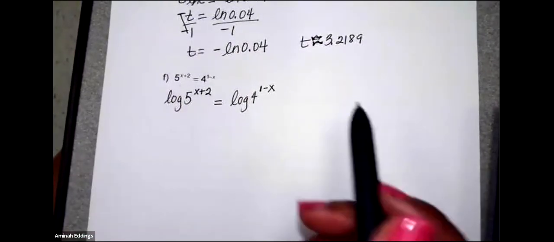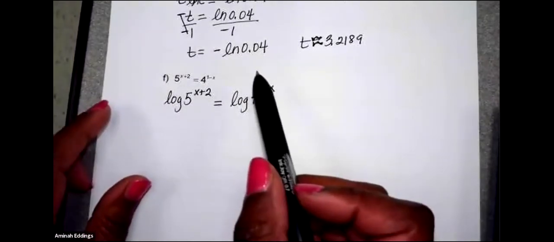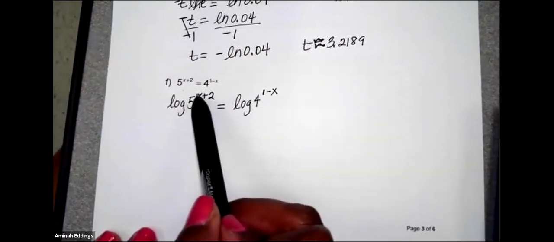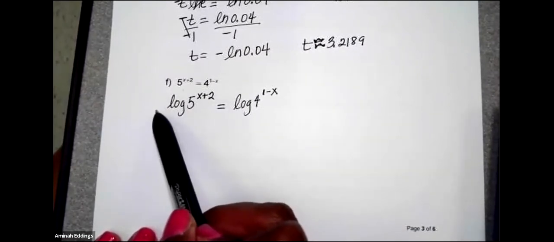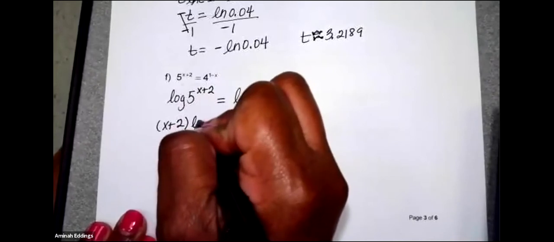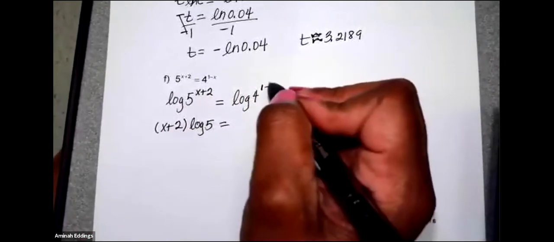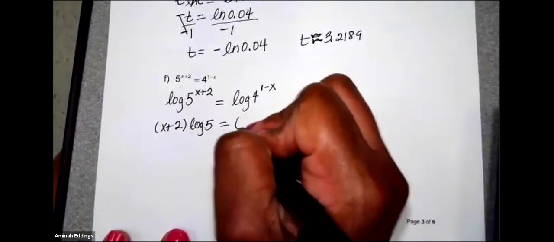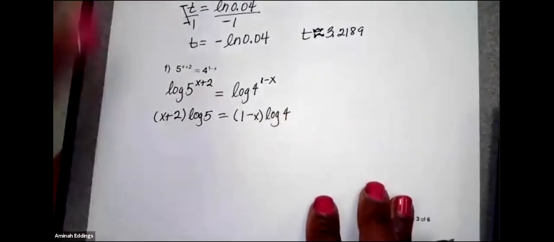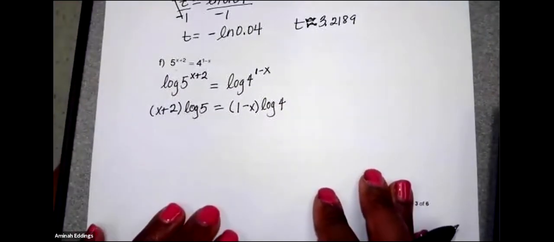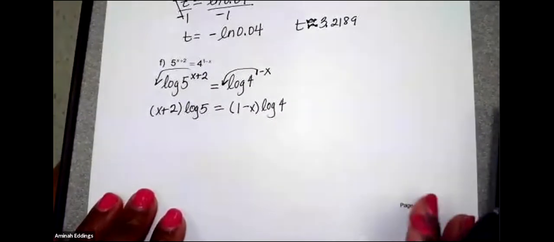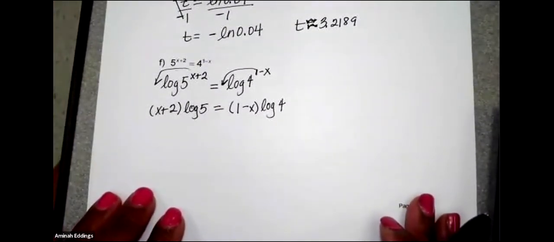Take the log of both sides, and now I use my power rule. So what do I end up with? This x plus 2 can come to the front. So I have now x plus 2 times log 5 is equal to, and I can do the same thing here, 1 minus x times log 4. Let me stop there and make sure everybody is with me. Questions?